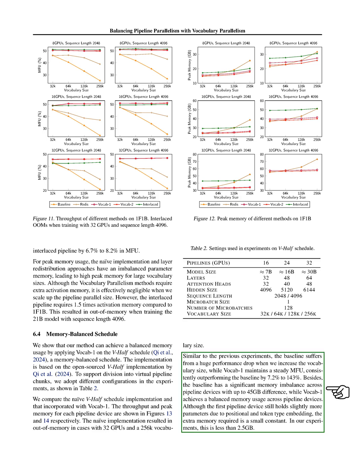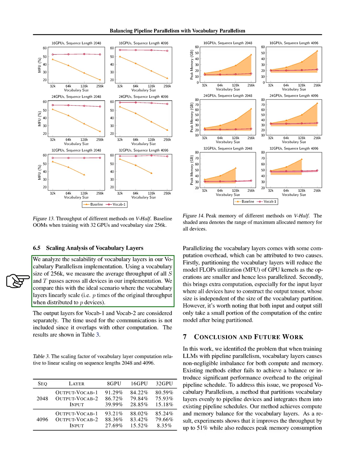Section: Scaling Analysis of Vocabulary Layers. In this section, we analyze how well vocabulary layers scale in our vocabulary parallelism implementation. With a vocabulary size of 256,000, we measure the average throughput during all passes across all devices. We compare this to an ideal situation where the throughput increases linearly with the number of devices used. We look at the output layers for vocab 1 and vocab 2 separately. We do not include the time for communications since it overlaps with other computations. The results are presented in a table.